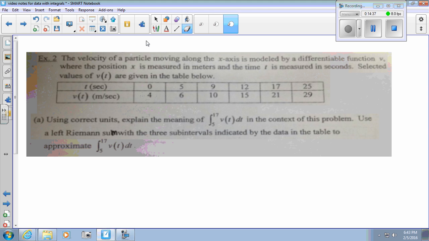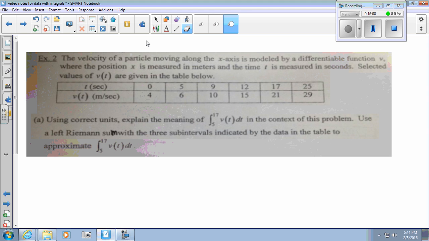Okay, so have I covered it all? Do I have the noun? Well, the noun is that I'm finding the change in the position of the particle. Okay, and my unit is meters. I should actually spell that out just to be certain, in meters. And then my time interval was from 5 to 17 seconds. That is what your integral is calculating. So noun, units, time interval.